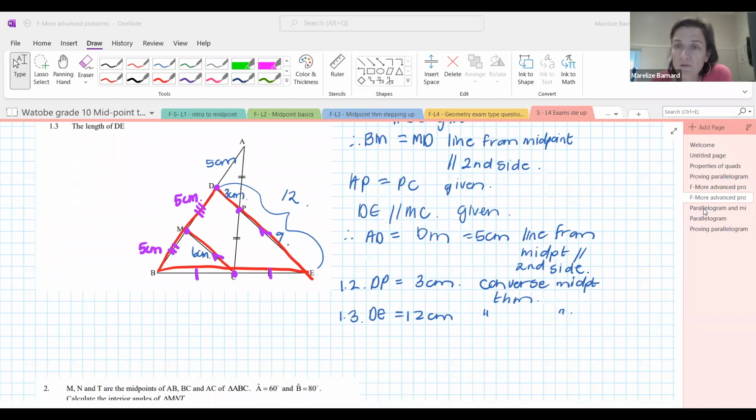Yes, so converse midpoint theorem is the same, and you can use either. I did confirm that with somebody. I asked about that, and you can use either. Because as I've said before, they're very strict with these reasons, so we had to make sure that you can actually use converse midpoint theorem as a reason.